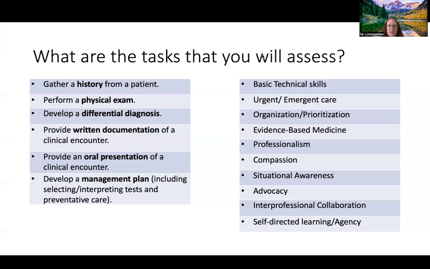The tasks that you assess students on are what we consider to be the core tasks of being a doctor: gathering a history, performing a physical exam, developing a differential diagnosis, written documentation, oral presentation, and a management plan. In addition, there are several other clinical tasks that we deem important and want to get input on. This looks like a long list, but not all of these questions are on every single assessment form. Each form is individualized, and you have some opportunities to decide what you want to assess the student on.